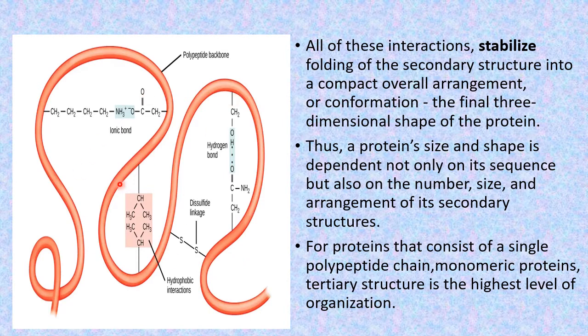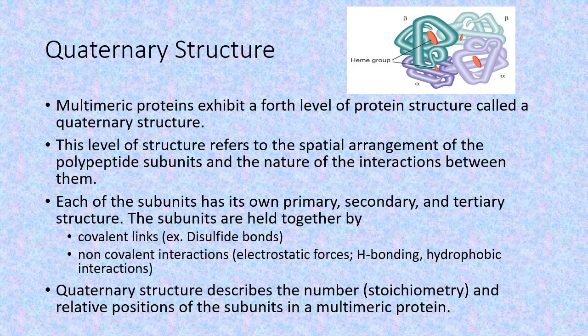And these foldings are stabilized by means of these different types of bonds, the covalent and the non-covalent bonds between the side chains of the amino acids that form that particular protein, the polypeptide sequence. So this is how the monomeric protein, the protein made up of a single polypeptide, achieves its final structure that leads to various functional properties of that specific protein.